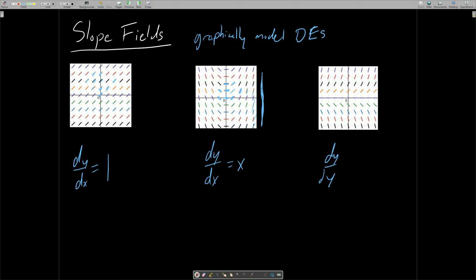This is dy over dx is equal to y. So when your y is 0, the slope is 0. When it's 1, 2, 3, negative 1, 2, 3. And so this one doesn't rely on your x. See, it's the same from left to right.